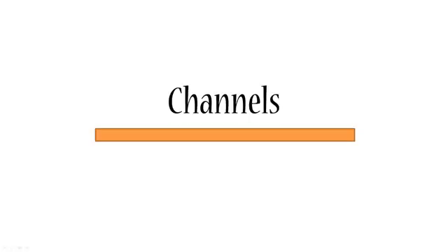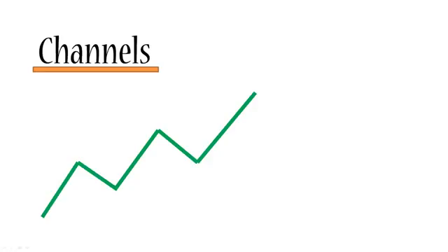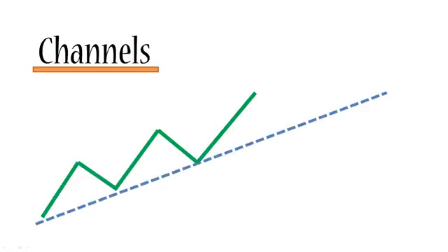Let's talk about channels for a minute. Here we've got an upward trend, and as we discussed previously, we can draw a support line which represents a diagonal which is kind of guiding the price, and the price keeps bouncing off it in its journey to the top. Now, what we're going to do is take this diagonal, copy it, and put it above the price.